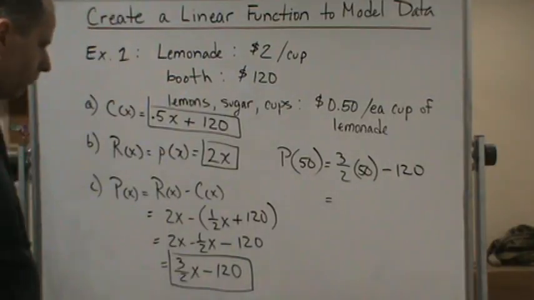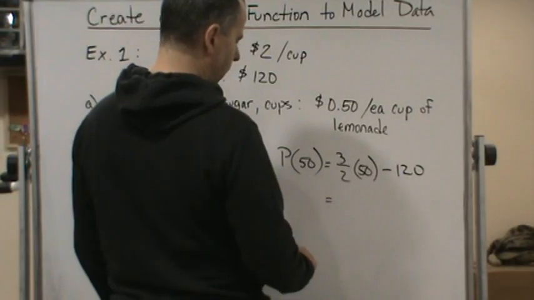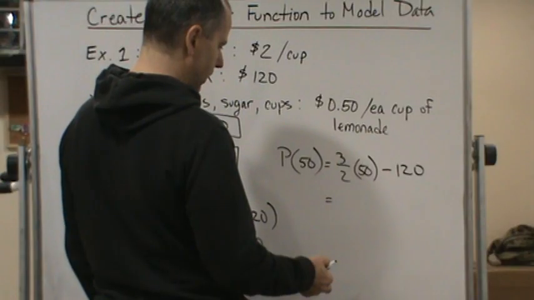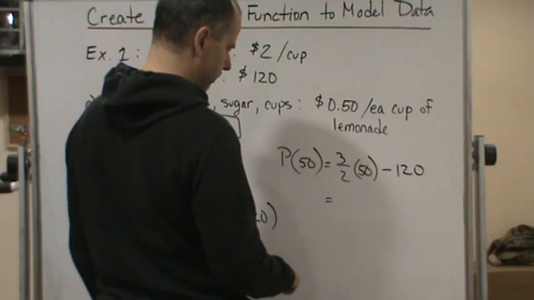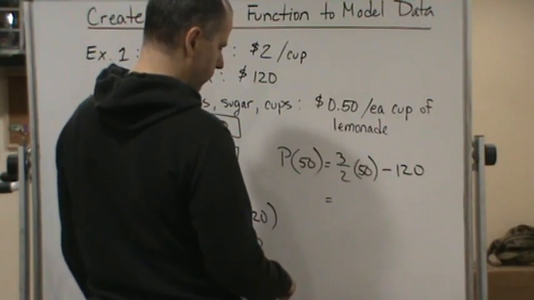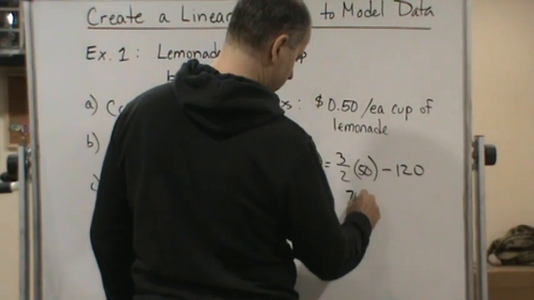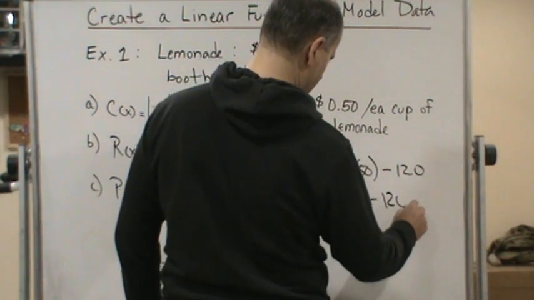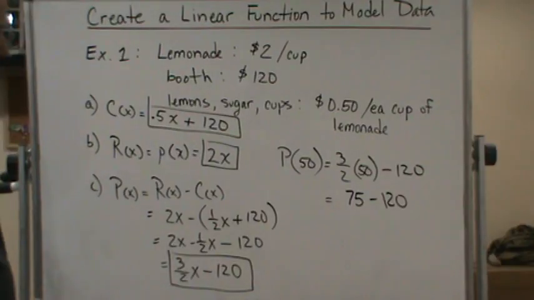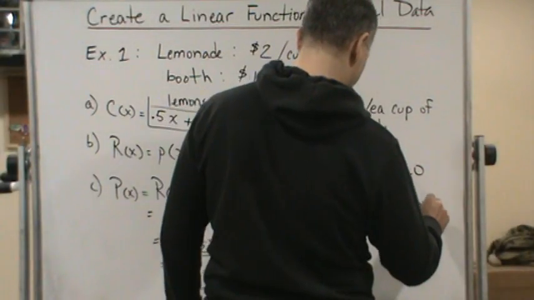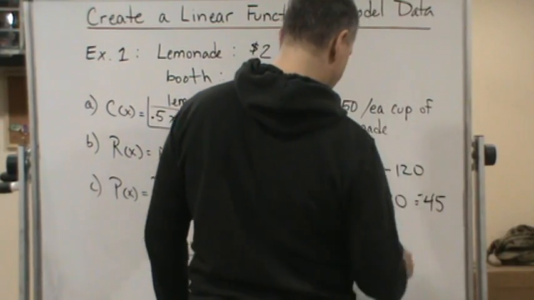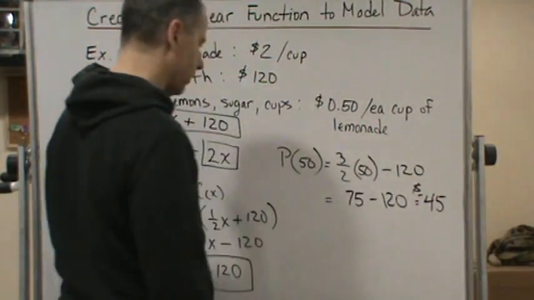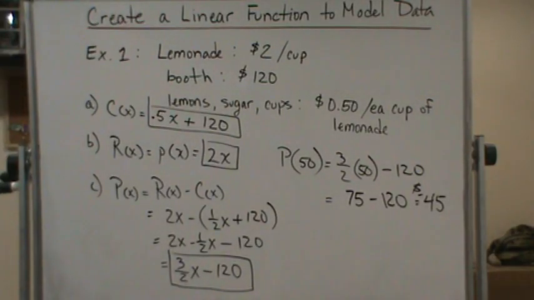Okay? So in this case here, we're going to get, let's see, 75 minus 120. Okay, so in this case here, we get negative $45. So we lost money, right? So we haven't made a profit yet.